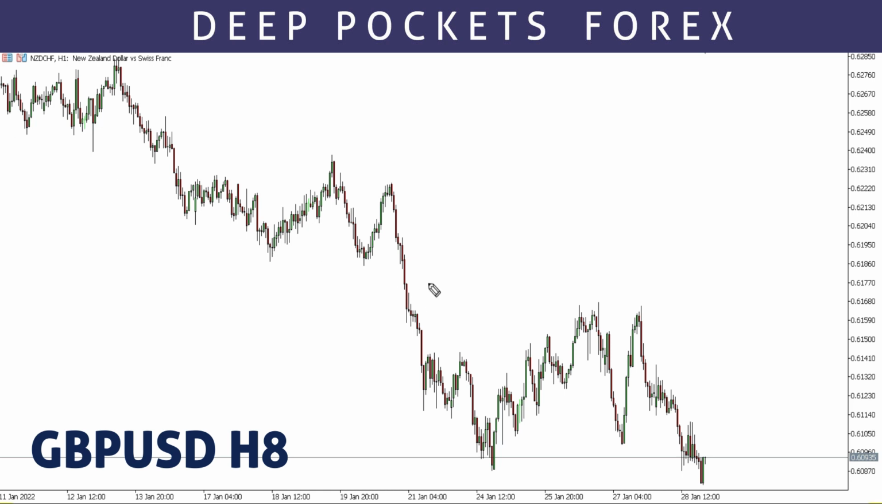This is NZDCHF. Now for NZDCHF, we got this drop, we got a corrective structure here, we got another drop, and we got an impulse move up, then we got a drop here.